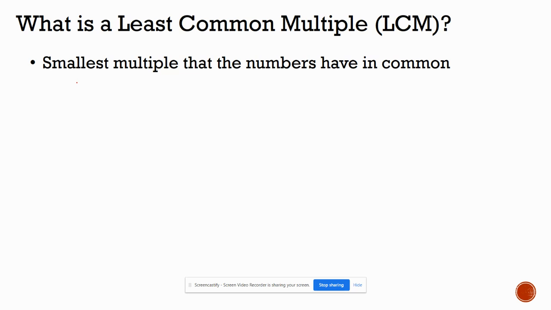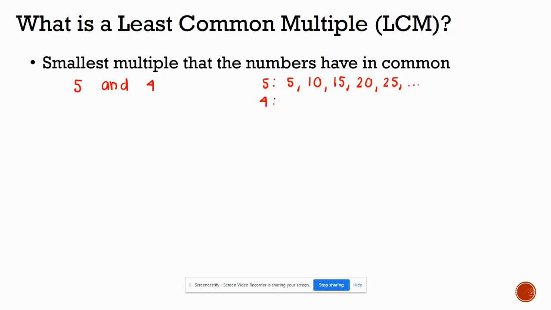Well, let's take a look at an example. Say I wanted to know what the LCM of 5 and 4 was. In order for us to figure out that least common multiple, I'm going to start by listing off all the multiples of 5. Well, 5 times 1 is 5, 5 times 2 is 10, 5 times 3 is 15, 5 times 4 is 20, 5 times 5 is 25, and so on and so forth.